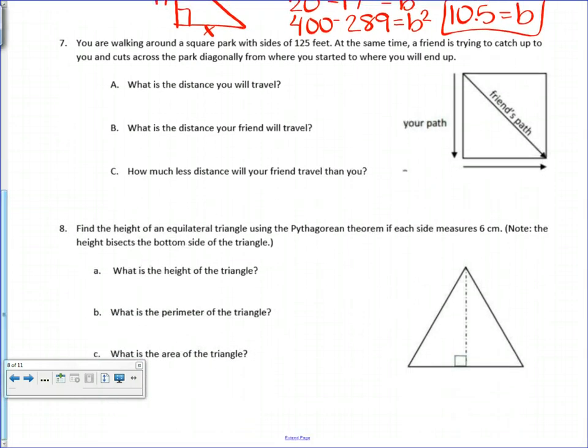Number 7. You're walking around a square park with sides of 125 feet. At the same time, a friend is trying to catch up to you and cuts across the park diagonally from where you started to where you will end up. So if you're starting here, you go down and over. Each side of the square is 125 feet. So if you start at the top, you go down, that's 125, and then you add 125, you will have walked a total of 250 feet.